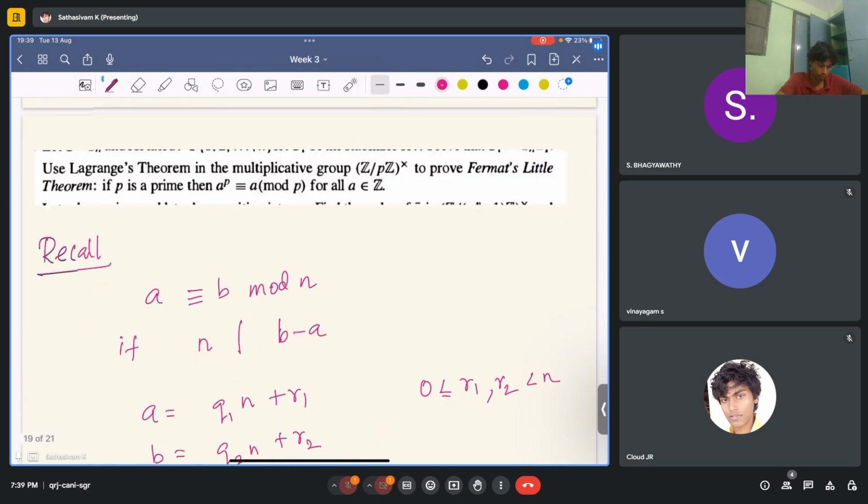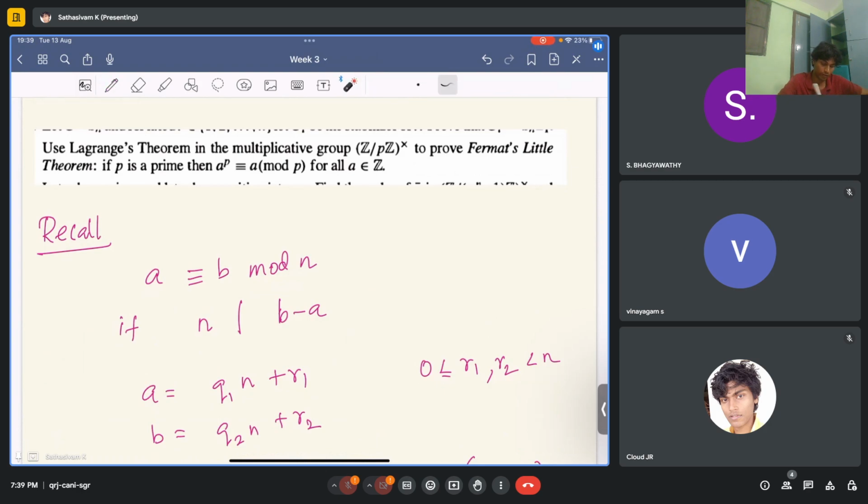Now let's prove the theorem. We are going to use the Lagrange theorem in the multiplicative group (Z mod pZ)*, and then we will prove the Fermat Little theorem. The Fermat Little theorem says if p is a prime, then a^p is congruent to a mod p.